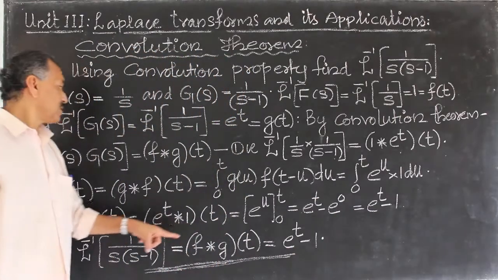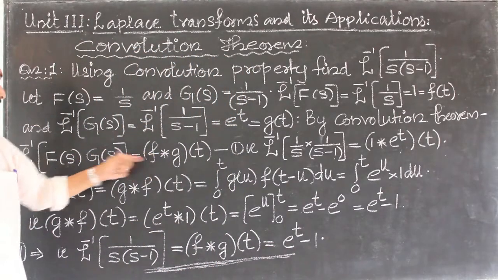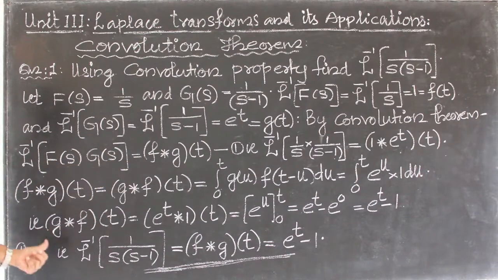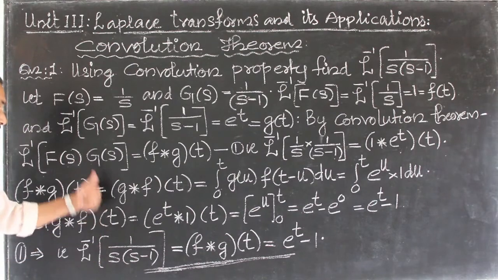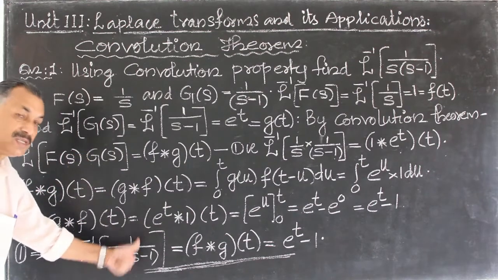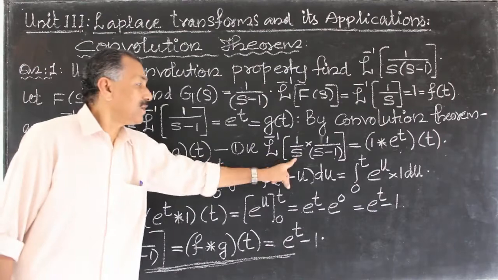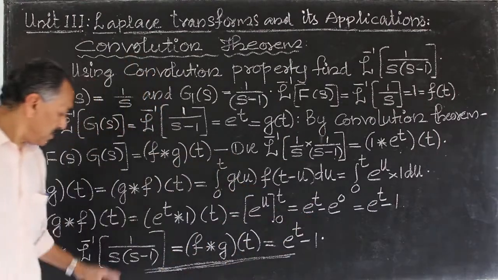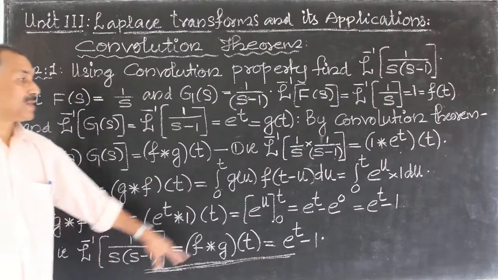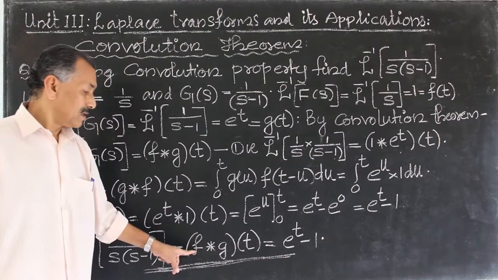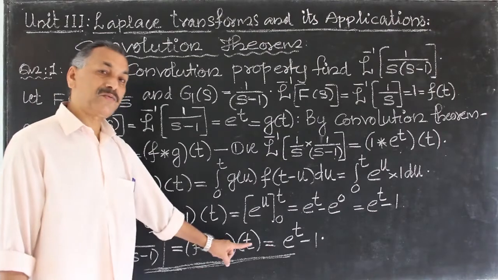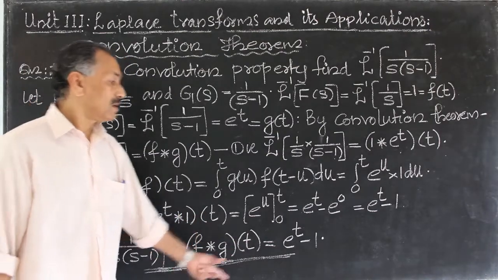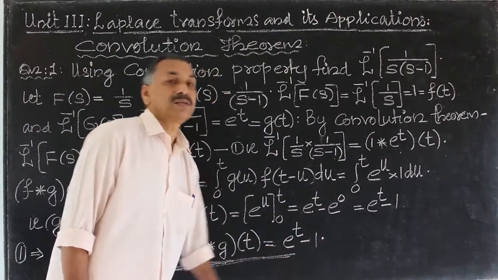Second, the result one. The inverse result one: L inverse of F(s) into G(s). Then the result one gives L inverse of F(s). F(s) means 1 divided by s, into G(s). Then 1 divided by s into 1 divided by s minus 1 means 1 divided by s into s minus 1, is equal to f star g of t. What is the answer? f of t star g of t is the answer, f of t is equal to e raised to t minus 1.